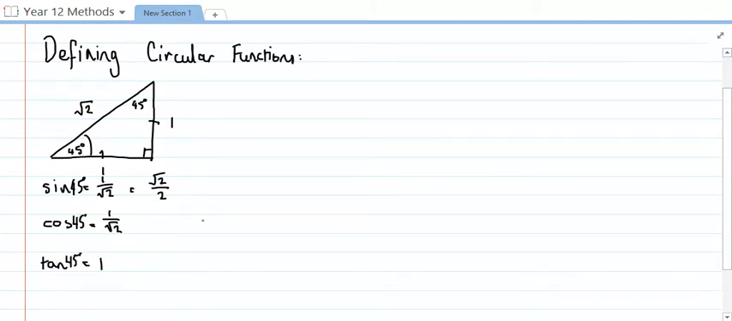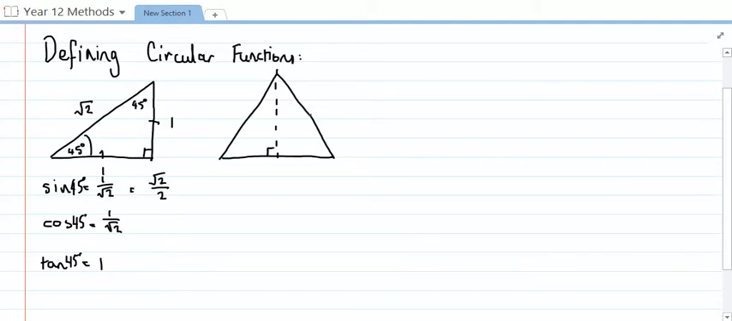Okay, so then we have another triangle, and this one is actually an equilateral triangle. So I'll draw that here. So an equilateral triangle has 60 degrees in each of the corners. Unfortunately, we can't do many calculations with an equilateral triangle, so what I'm going to do is I'm just going to cut it in half. Okay, make it a nice right angle there.